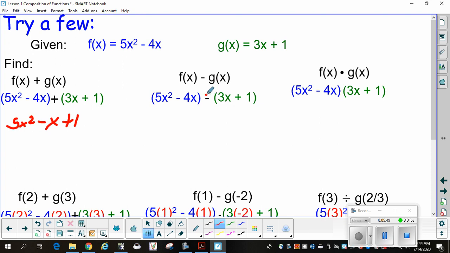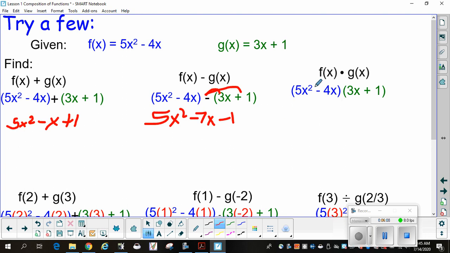Now here, I need to remember to distribute the negative. So I'm going to still have my 5x squared. Minus 4 minus 3 is minus 7. And then I've got another minus 1.